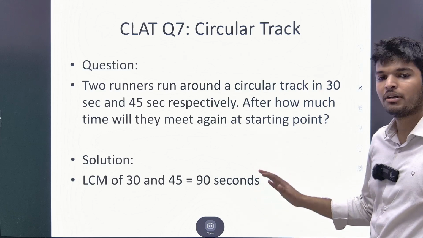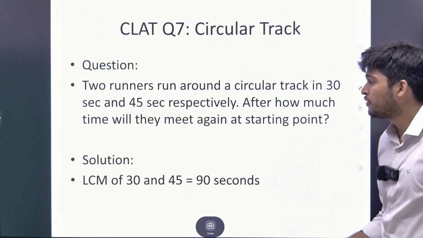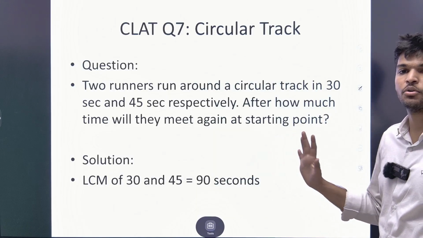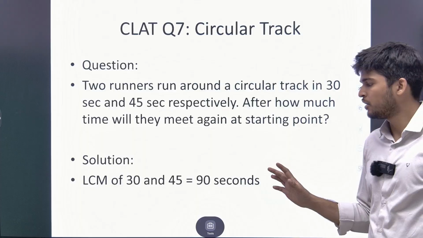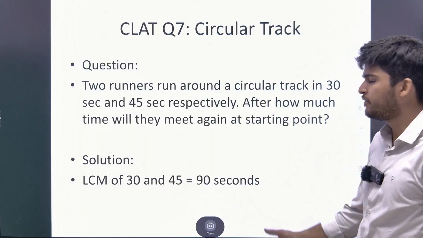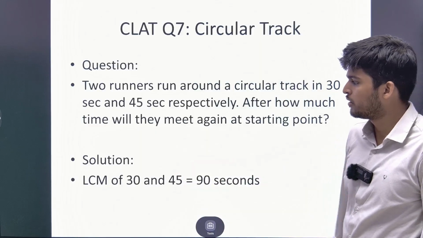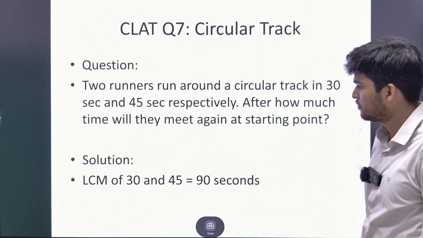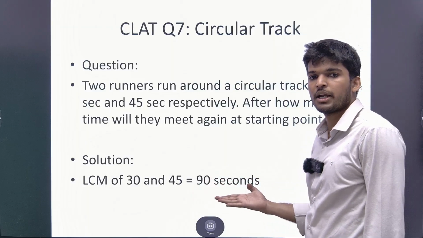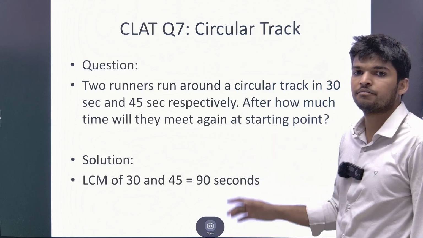To calculate this, we just have to calculate the LCM of the time taken by both the persons. So the LCM of 30 and 45 is 90. 90 is divisible by both of them, and it is the lowest number which is divisible by both of them. So 90 seconds would be the answer. They'll meet again after 90 seconds.